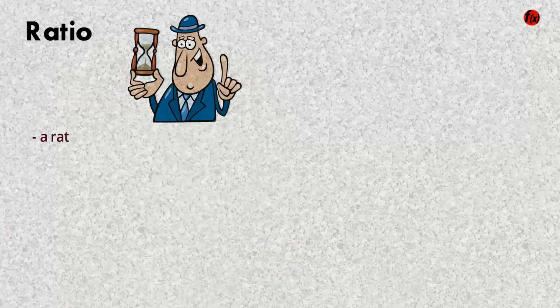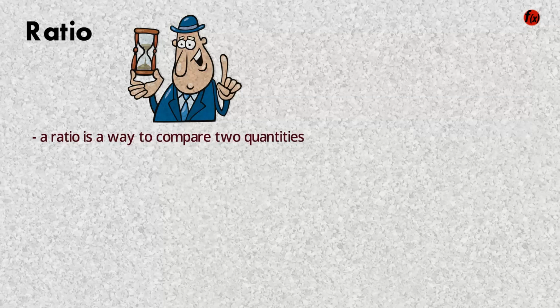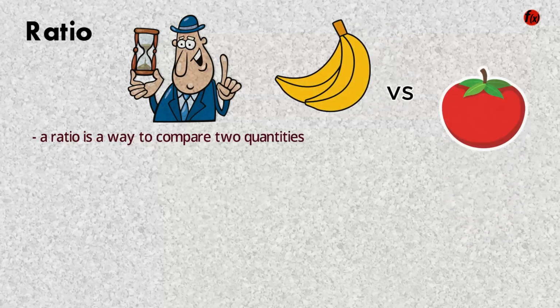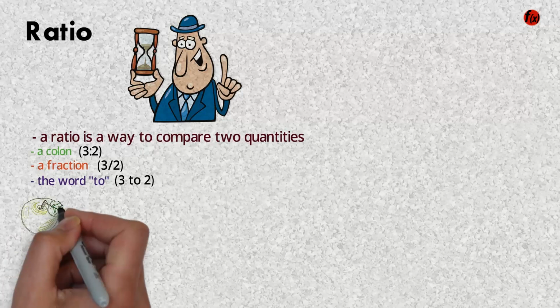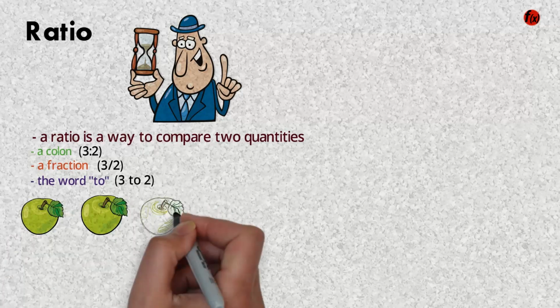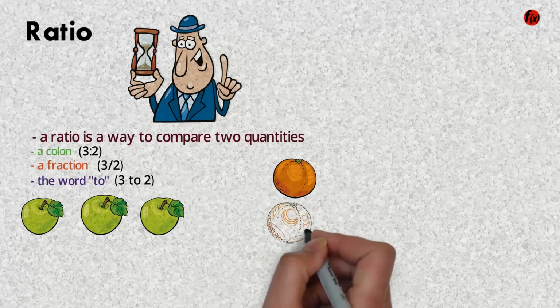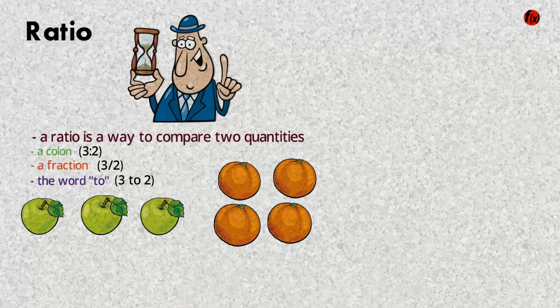A ratio is a way to compare two quantities, showing how much of one thing there is compared to another. It can be written in different forms, such as with a colon, 3:2, as a fraction, 3/2, or using the word "to," 3 to 2. Ratios are used to compare quantities in the same unit, and they don't have units themselves. For example, if you have 3 apples and 4 oranges, the ratio of apples to oranges is 3 to 4.